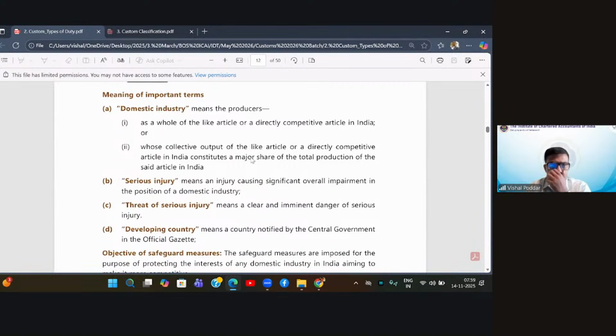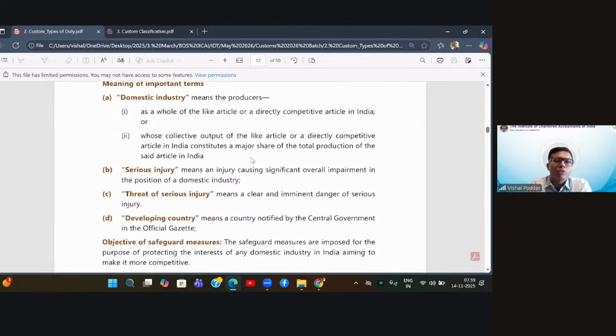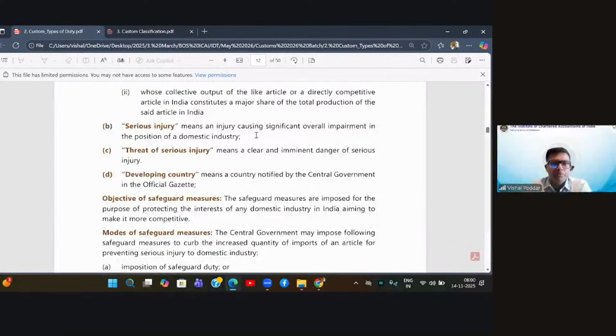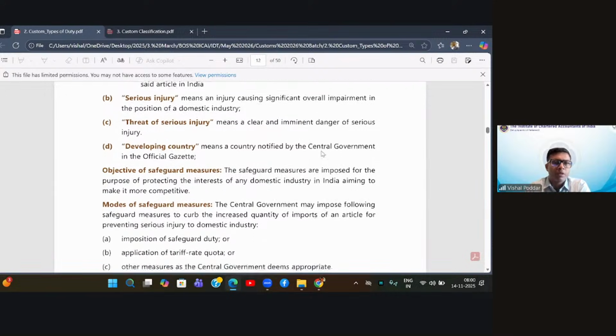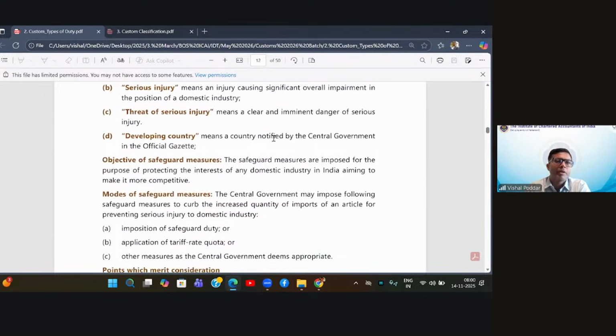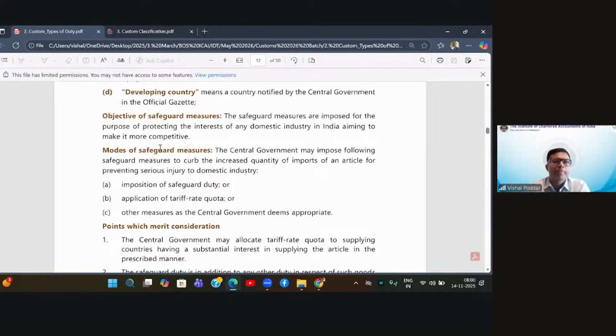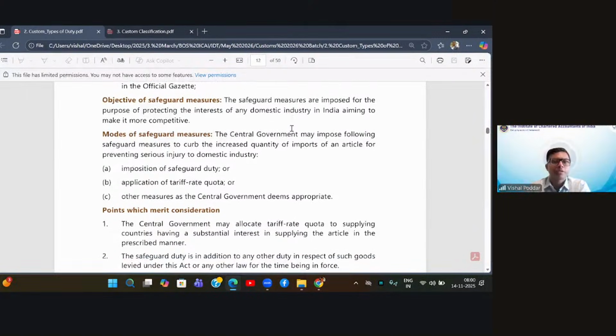What is domestic industry? Obviously, the industry which is in India and whose goods become part of India's total production, that is our GDP. What is serious injury? Serious injury means injury causing significant overall impairment of the industry. Threat to serious injury means clear and imminent danger. Developing country means a country which is notified by the central government in the official gazette. The objective of this is that safeguard measures are imposed for the purpose of protecting the interests of our domestic industries.